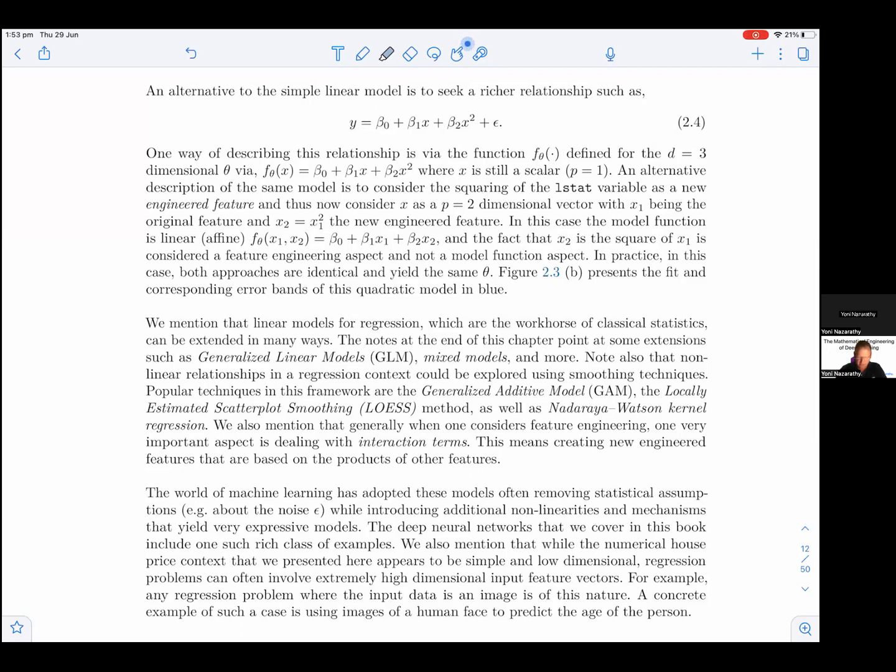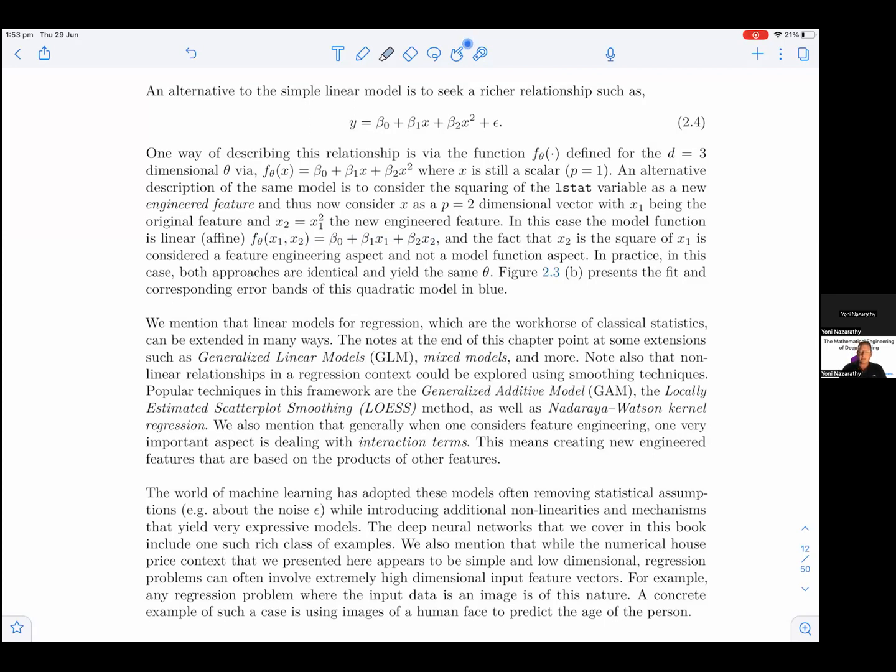An alternative description of the same model is to consider the squaring of the L-stat variable, that's x, as a new engineered feature, and thus now consider x as a p equal 2-dimensional vector, with x1 being the original feature and x2 being x1 squared, the new engineered feature. In this case, the model function is linear affine. F theta of x1, x2 is as follows: beta 0 plus beta 1 x1 plus beta 2 x2. And the fact that x2 is a square of x1 is considered a feature engineering aspect and not a model function aspect. In practice, in this case, both approaches are identical and yield the same theta.